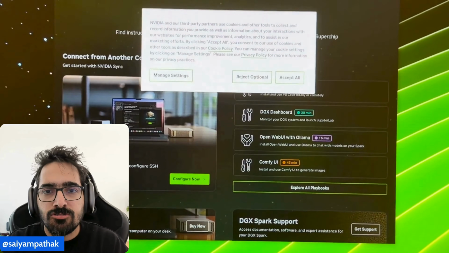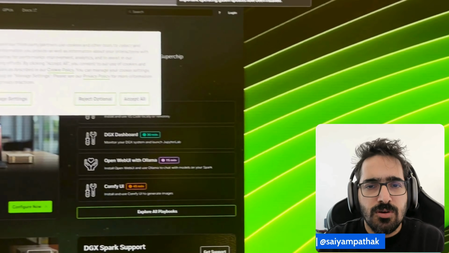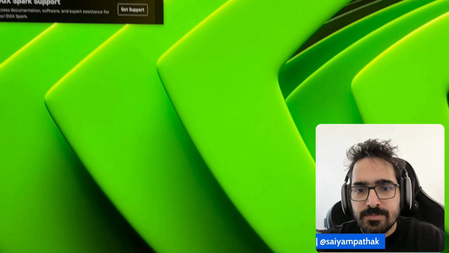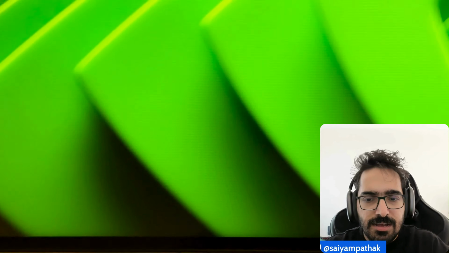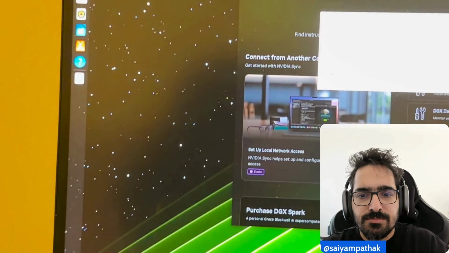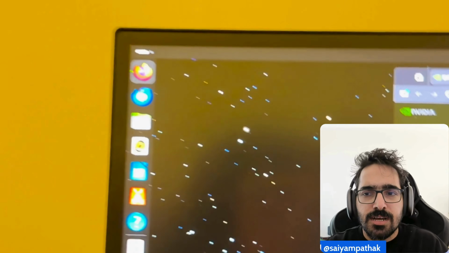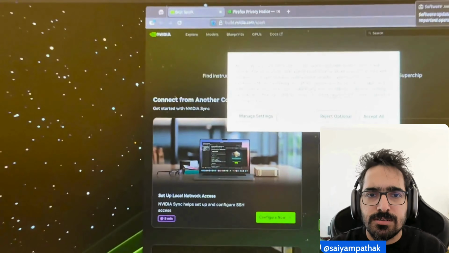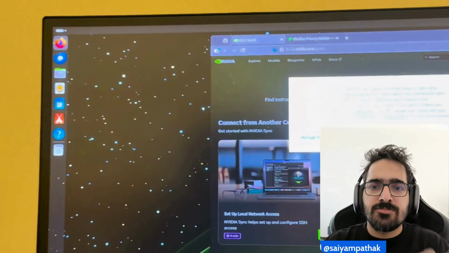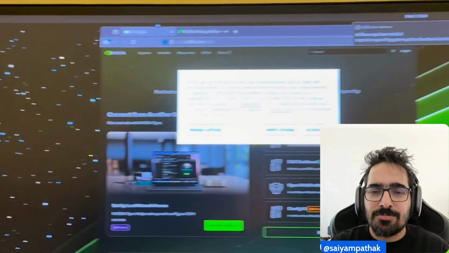And it comes with the DGX OS, which is built on top of Ubuntu 22.04, I think so. So they have some stuff which is already there. So I'm happy with what is there with NVIDIA DGX Spark. This is what it opens up. And now we'll try to tinker around with NVIDIA DGX Spark. Let's go.